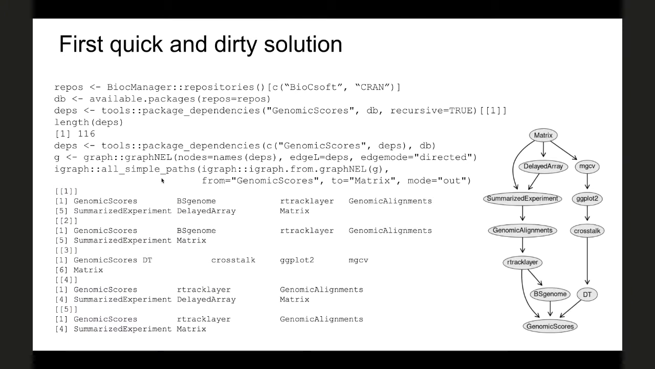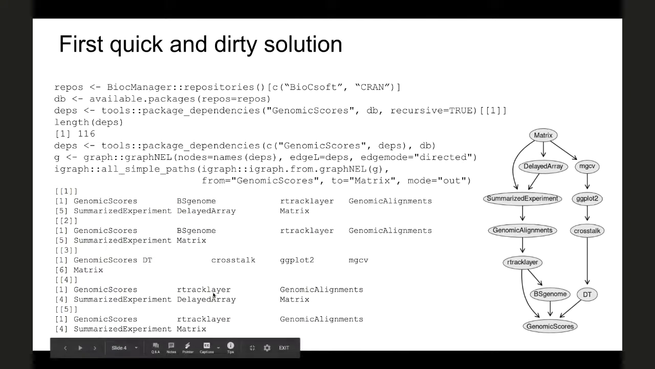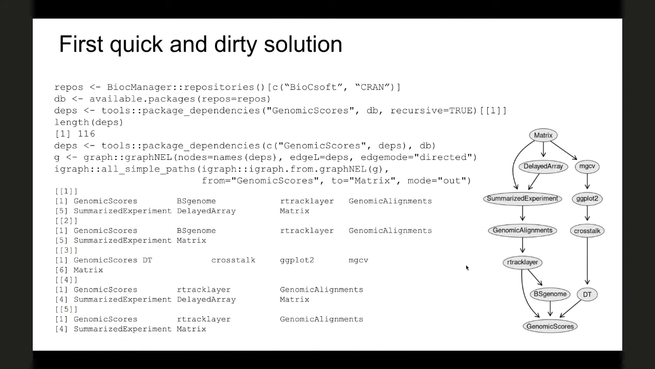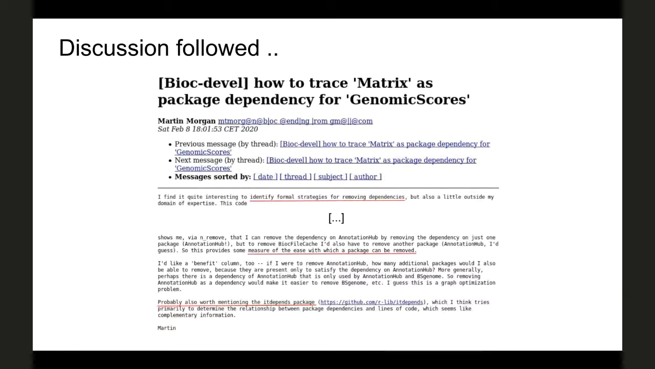Because it's a graph, there is a function in the igraph package called all simple paths that gives you all the paths between two endpoints. And this is what I did, and you get these 5 paths from genomic scores to matrix. Then you can see why you get the dependency upstream. So there was some discussion after this.